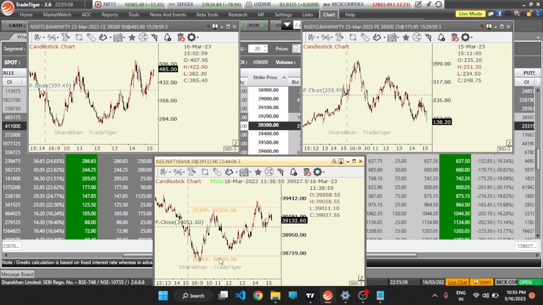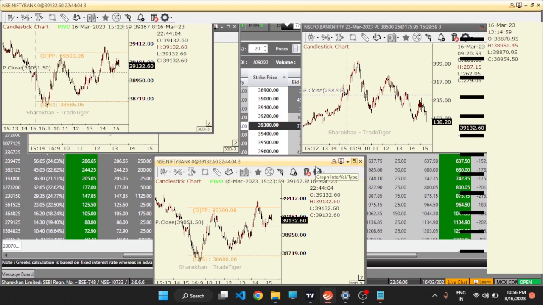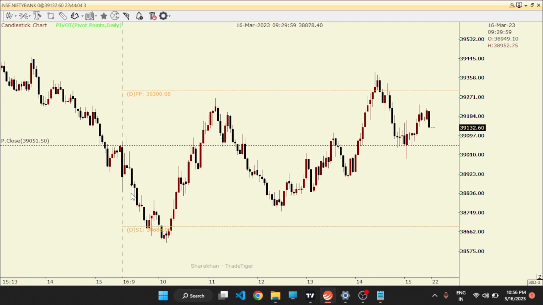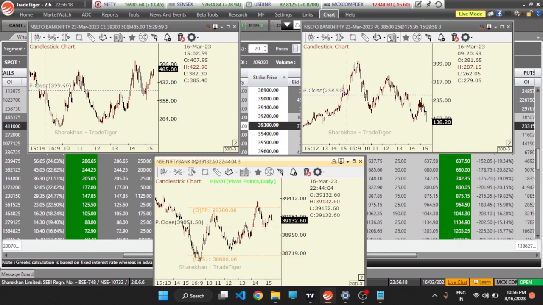But here it is 38,686 for the put option, and I have to select 38,500, because when I opened the market, it had almost moved here at 9:30, 9:40. So I thought let's give some space below it. So I have selected the 38,500 put option, and the strategy is quite simple.